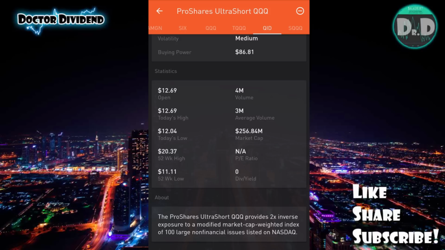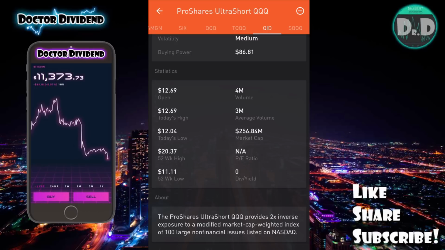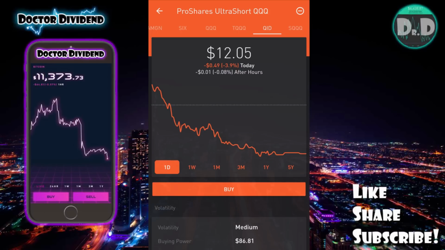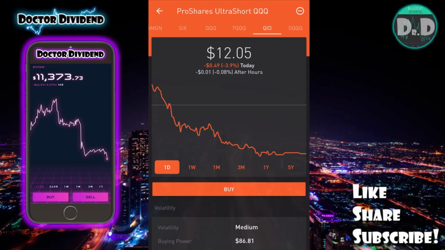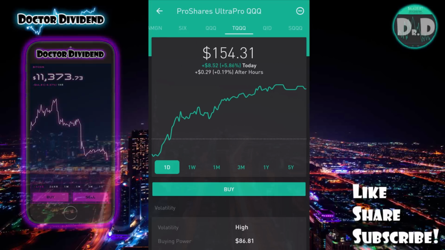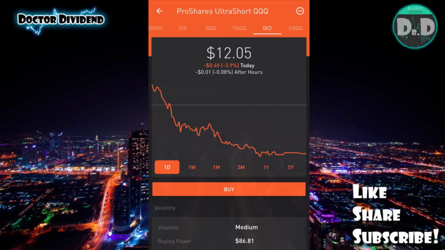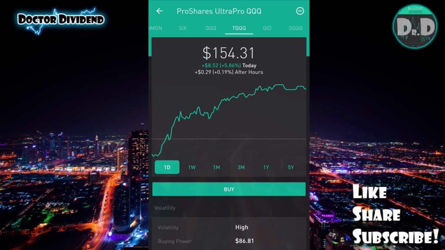And this is also leveraged 2x inverse exposure, again, to the same underlying index, the modified market cap weighted index of 100 of the large non-financial issues listed on the NASDAQ. So you can buy this stock, hold it, and then sell it off here, and that's exactly how you make your money. This is down today because the overall market was up, but if the market was down, this stock would be in exact reverse of the QQQ stocks here.